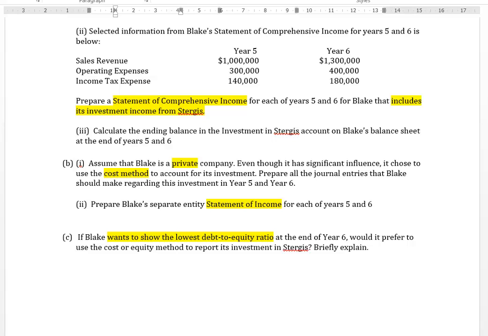And then in part C, if Blake wanted to show the lowest debt to equity ratio at the end of year 6, would it prefer to use the cost or equity method to report its investment in Sturgis? And we want you to explain why. So let's begin our study again.